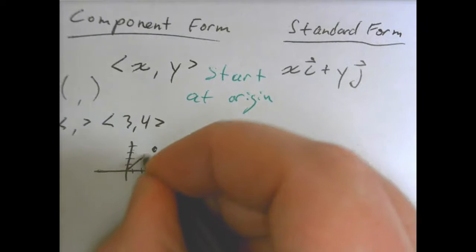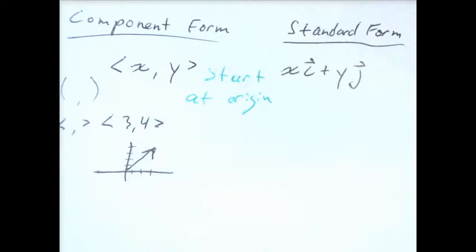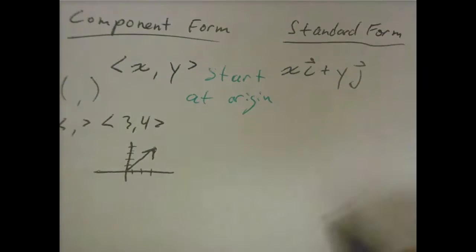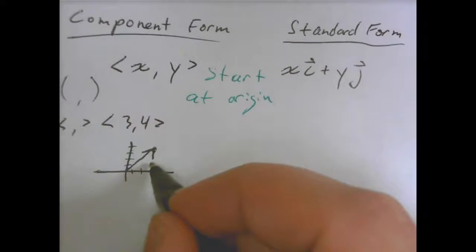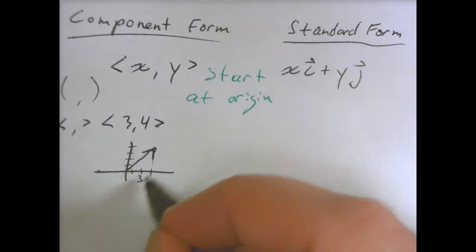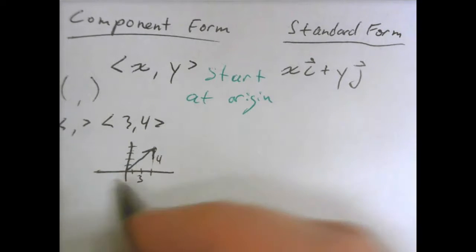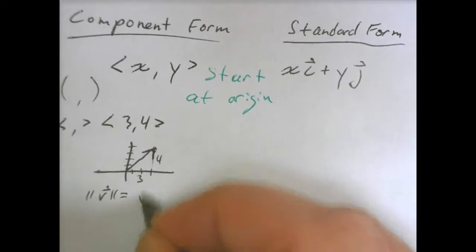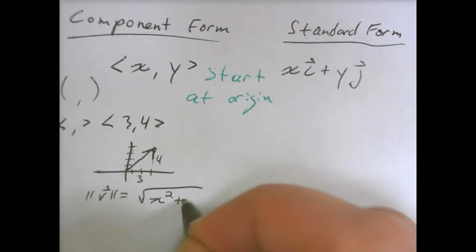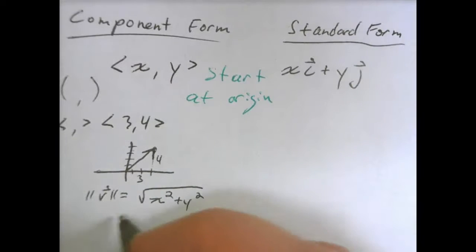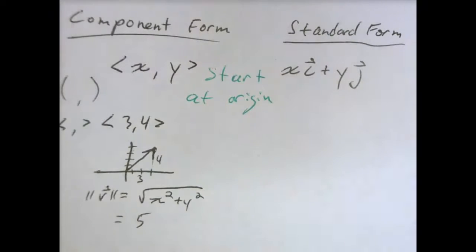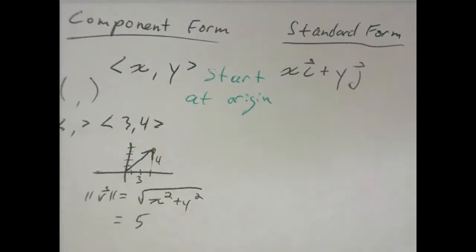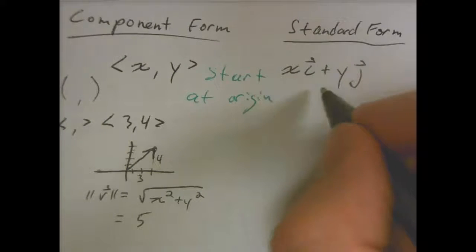So the vector is just from the initial to the terminal, so from the origin to where the vector is. And you could find the magnitude of this by doing the Pythagorean theorem. It is over 3, up 4. So the magnitude of this vector is always the square root of x squared plus y squared. So you would have 3 squared is 9, 4 squared is 16, 9 plus 16 is 25, square root of 25 is 5. Yay.